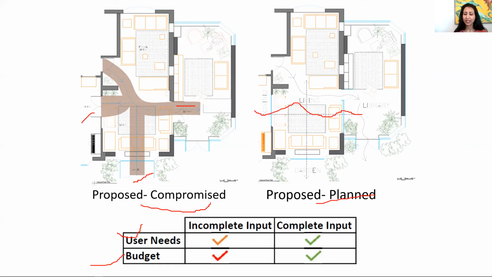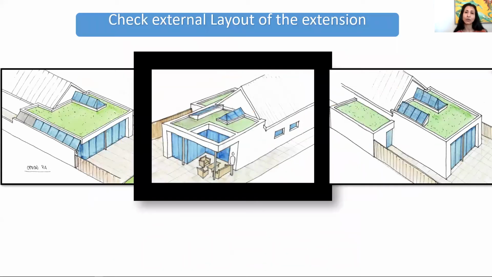This should further be checked in a 3-dimension sketch of how your extension would look. So here on the screen, you see 3 options of the same extension so that the homeowner can make an informed decision regarding the height of the roof at various places and the type of roof.